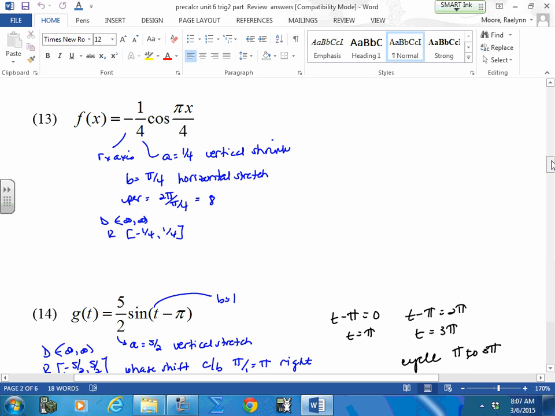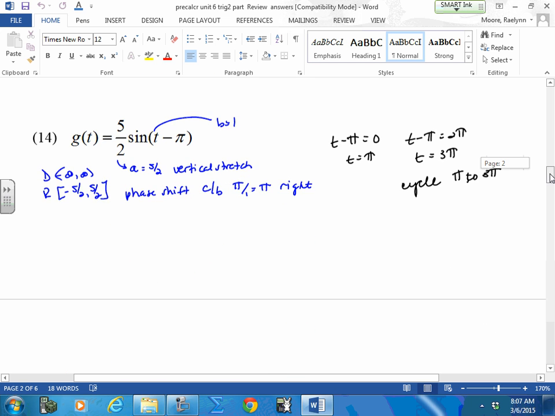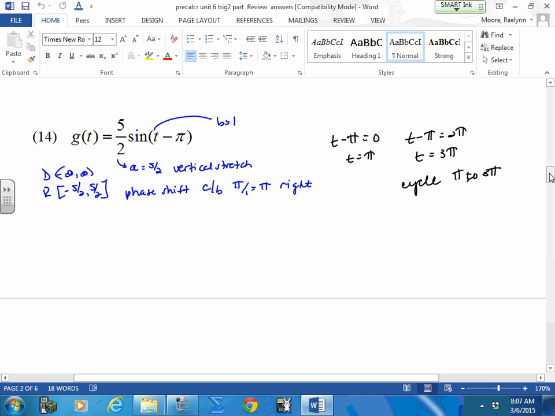Did I give you 13? 14? Okay. 14 is a phase shift. This t is the same as x. It just said g at t instead of g at x. That's all it said. So it's the same as your x.